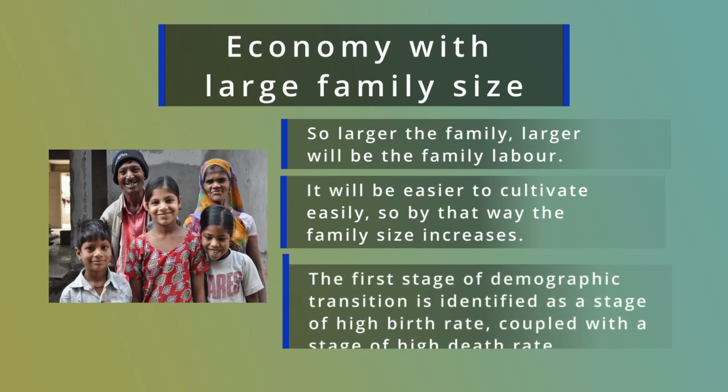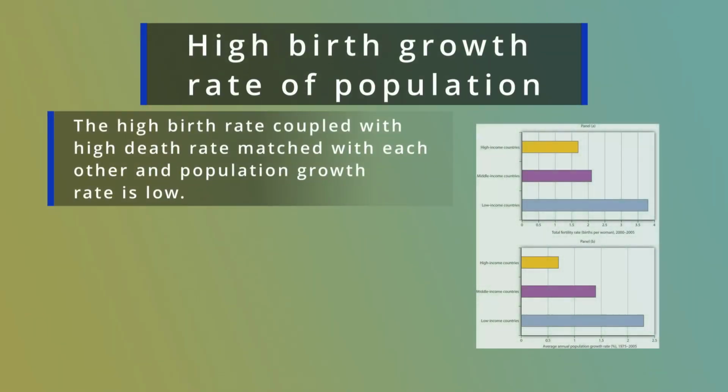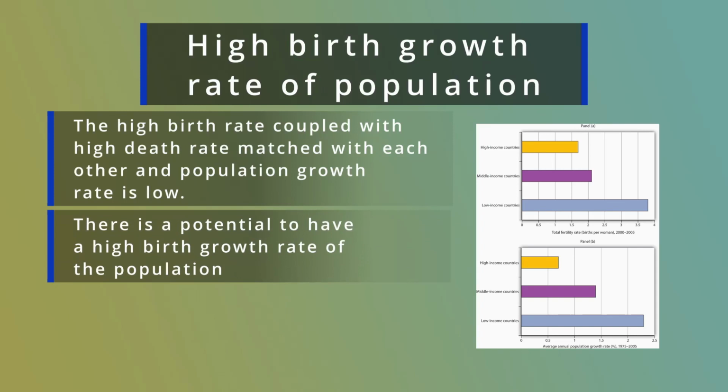So the first stage of demographic transition is identified as a stage of high birth rate coupled with a stage of high death rate. So what is the consequence of these two factors on the population growth? Well, the population is not going to show much growth. The growth rate is low. The high birth rate coupled with high death rate match each other, and the population growth rate is low. However, there is a potential to have a high growth rate of the population.